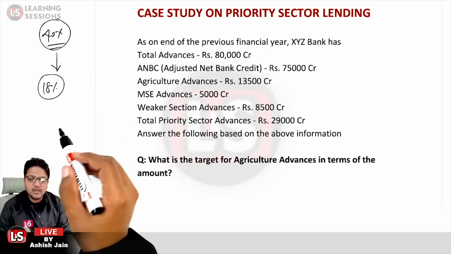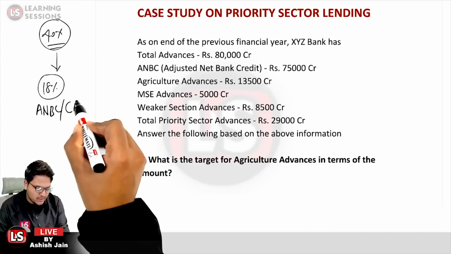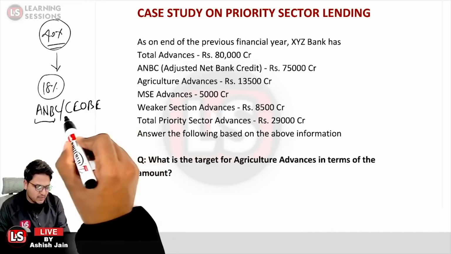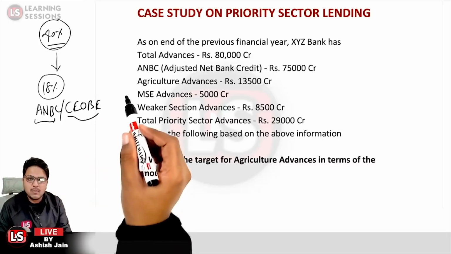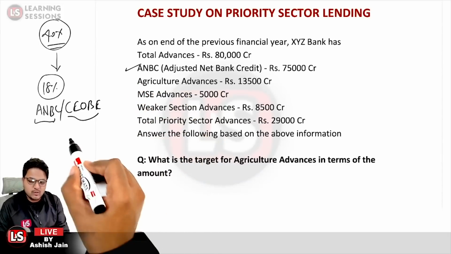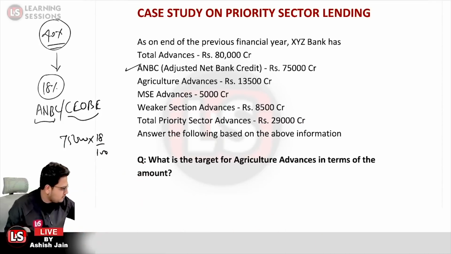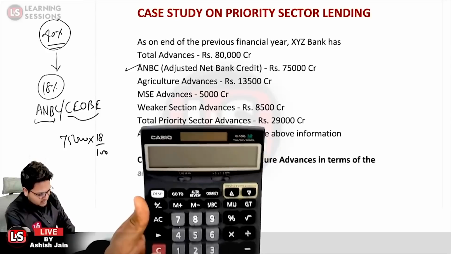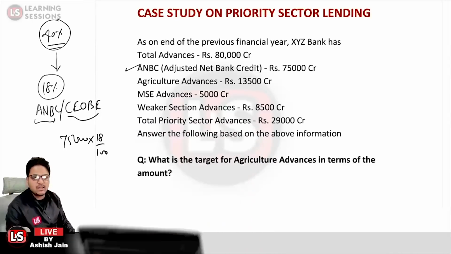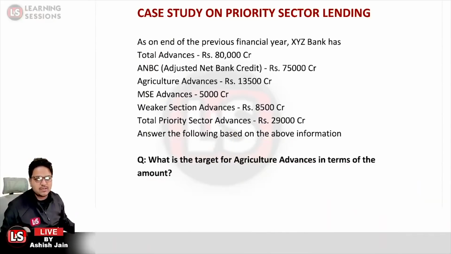And that is basically of ANBC or CEOBE, whichever is higher. ANBC is adjusted net bank credit, or CEOBE, that is credit equivalent of off-balance sheet exposure, whichever is higher. But over here in the question, we are not provided with the CEOBE, so we'll be considering only the ANBC, which is given to be 75,000 crores. So 75,000 crores into 18% will simply be our answer. That is 75,000 into 18%, which is equal to 13,500 crore. So for question number 1, the answer will be 13,500 crores.